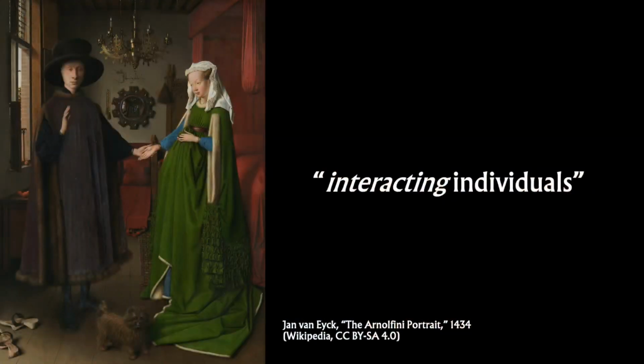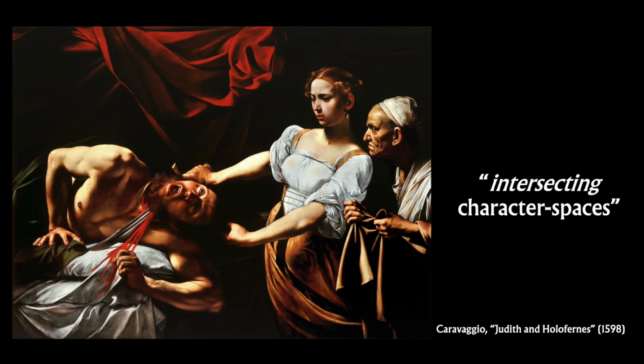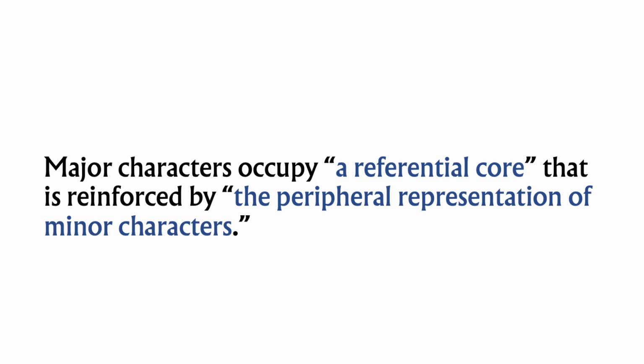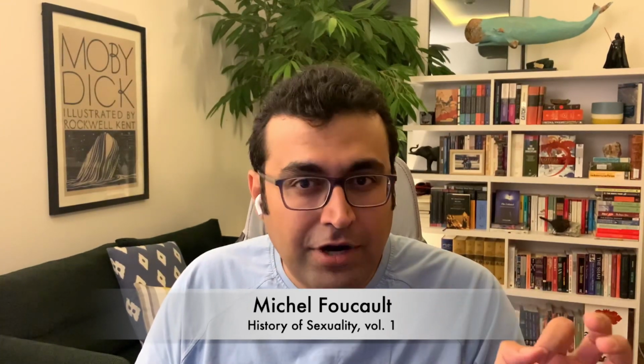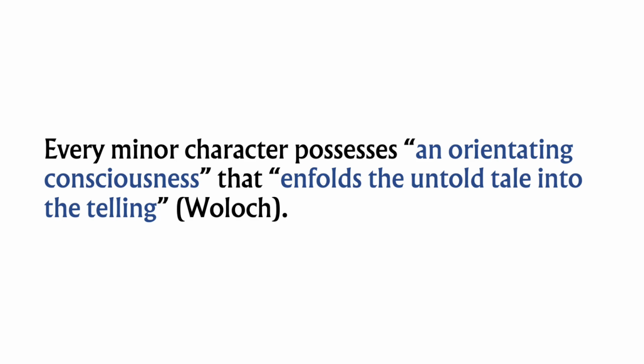As Wallach argues, because a character system is not just composed of interacting individuals, like two characters in conversation, but also of intersecting character spaces, like a character shooting another dead or infringing on another's rights, major characters occupy a referential core that is reinforced by the peripheral representation of minor characters. Needless to say, Wallach also recognizes the principle attributed to the French philosopher Michel Foucault, that wherever there is power, there is also resistance. And so Wallach argues that every minor character possesses an orientating consciousness that, if responsibly explored, enfolds the untold tale into the telling.